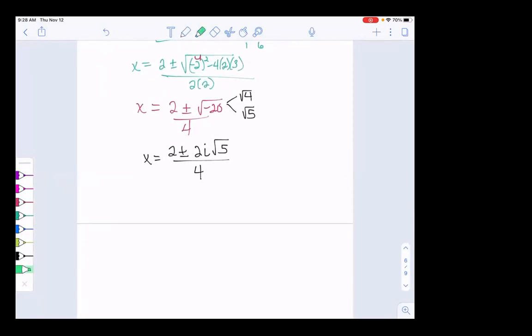And then the last thing, I'm going to do a little crisscross simplifying here. 2 divided by 4 becomes 1/2. 2i divided by 4 becomes 1/2. And then you've got the square root of 5. So when you're simplifying, you're taking the 2 on the top and dividing, 2 on the top and dividing. That's how the back of the book got its answer.